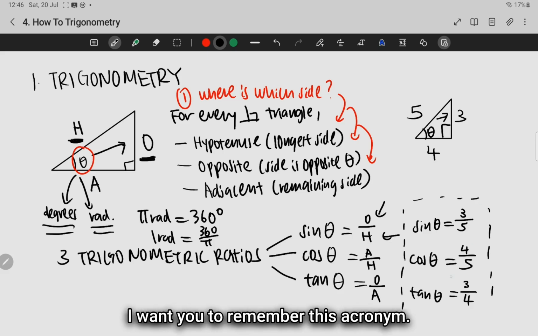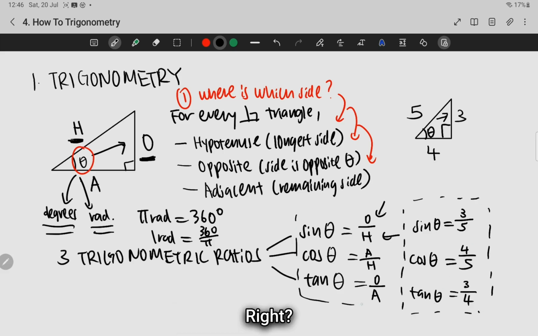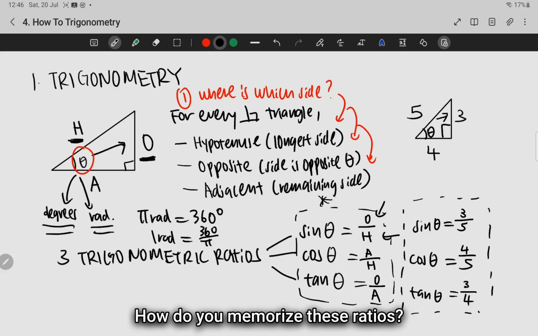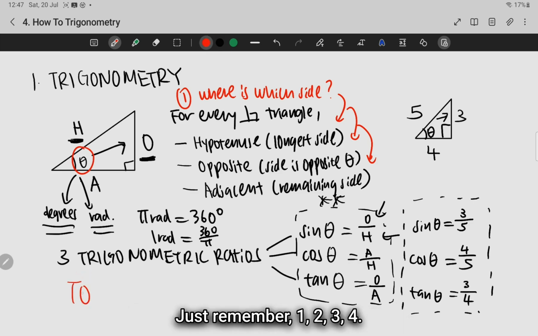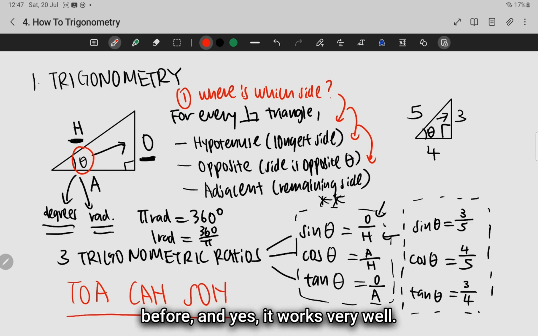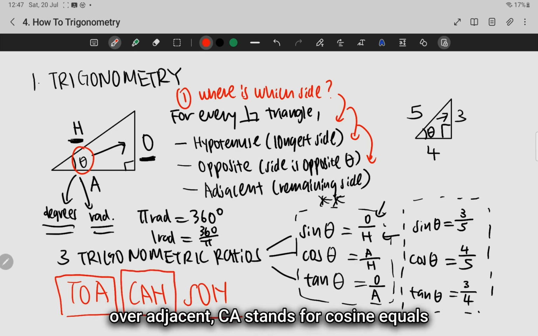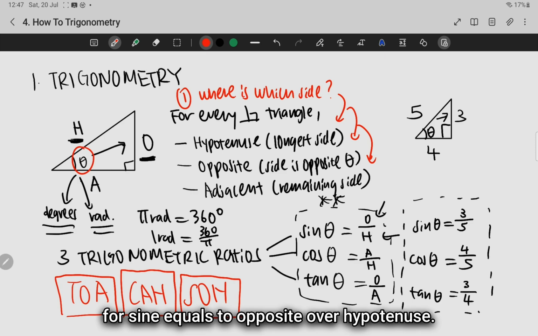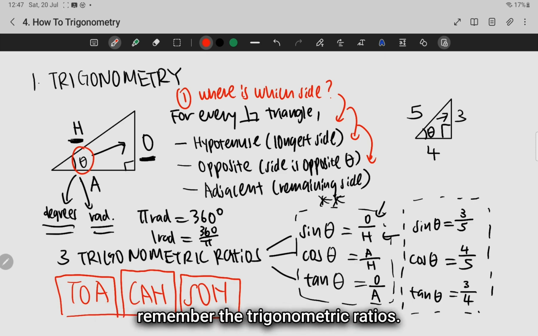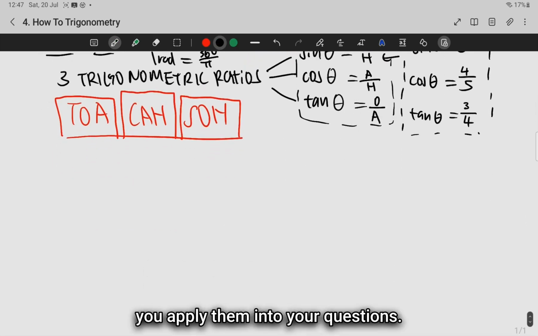And how do you remember this? I want you to remember this acronym: toa, cah, soh. I believe you have heard of this before, and yes, it works very well. T-O-A stands for tangent equals opposite over adjacent. C-A-H stands for cosine equals adjacent over hypotenuse. And S-O-H stands for sine equals opposite over hypotenuse. And that is how you pretty much remember the trigonometric ratios. With that being said, this is how you apply them into your questions.